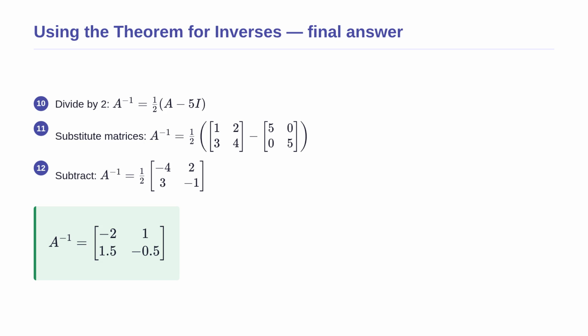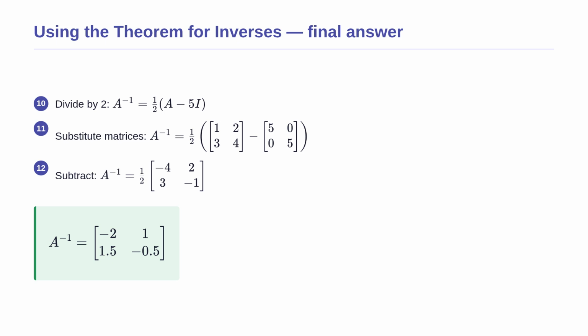Now we just plug in the actual numbers from our original matrix and subtract 5 times the identity matrix. We subtract 5 from the top left and bottom right entries, leaving the off-diagonal entries unchanged. Finally, we multiply every entry by the scalar fraction 1/2. This gives us our final inverse matrix.